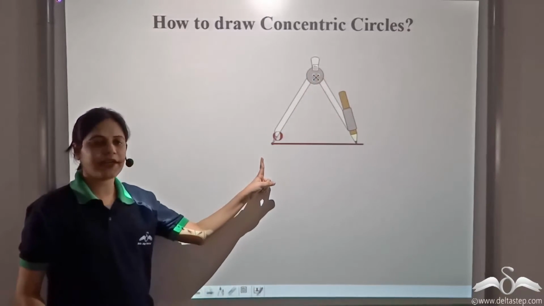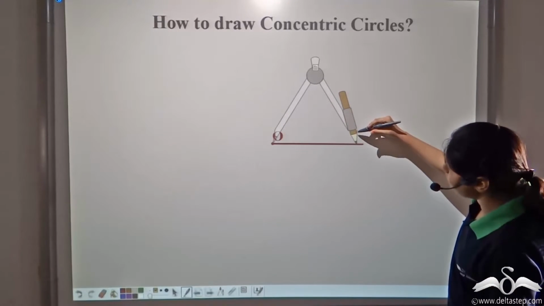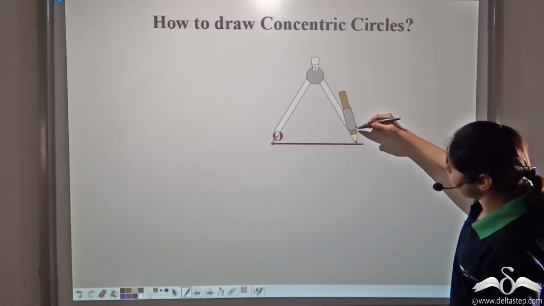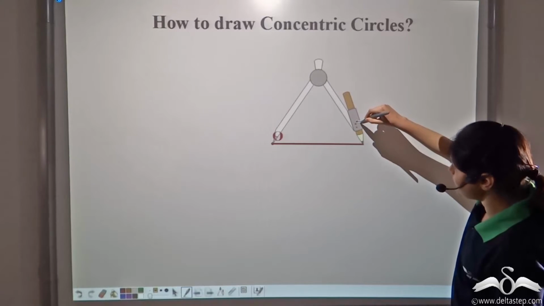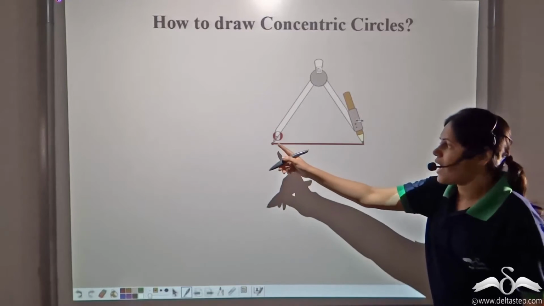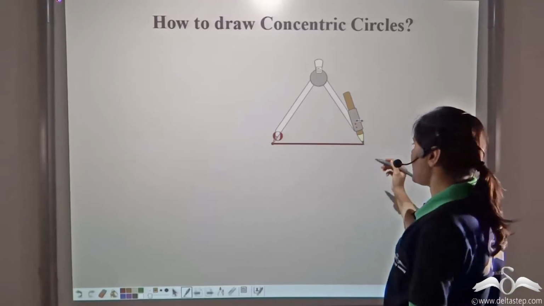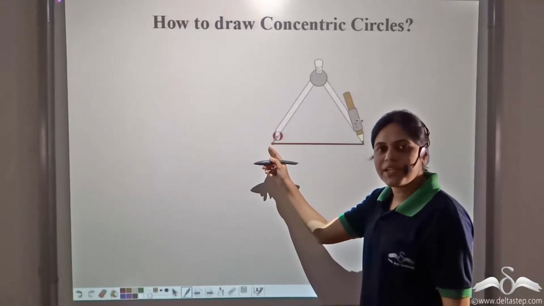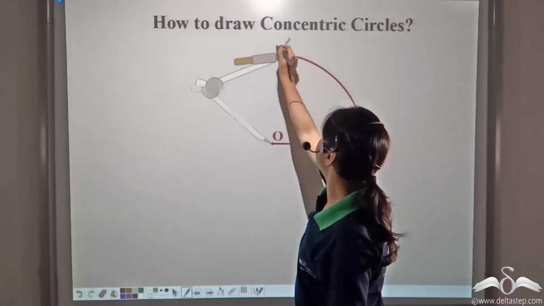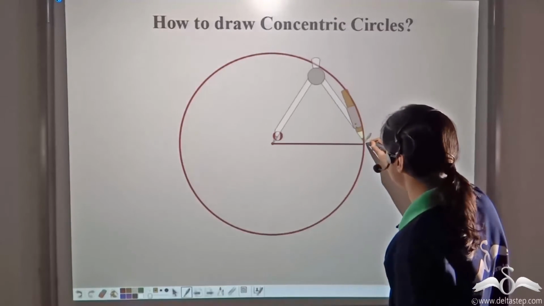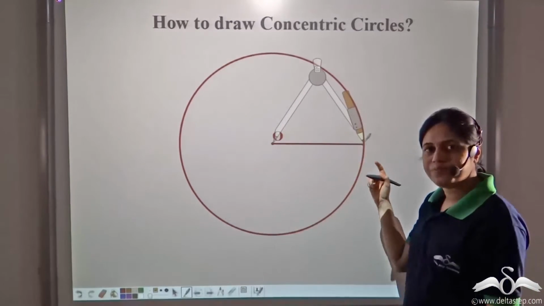So we keep the pointed end at the center and we change the distance between the end with pencil and the pointed end to make it equal to the radius. And now, keeping this pointed end fixed at the center, we rotate the compass. To get a circle, so this is our circle.